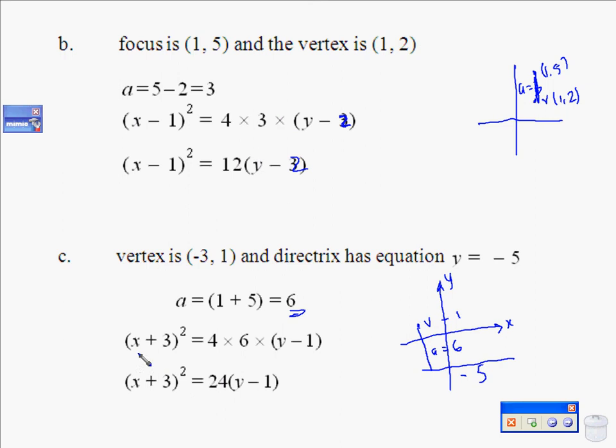So putting it into the form, x minus minus 3 gives us x plus 3. Notice that it's minus 3 there, so it becomes a plus in that situation. And 4 times 6, which is the focal length, times y minus 1, gives us x plus 3 all squared equals 24 outside of y minus 1.